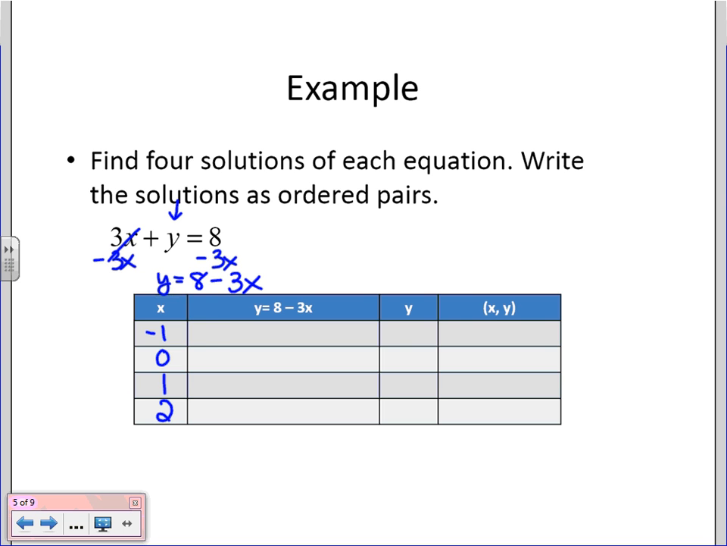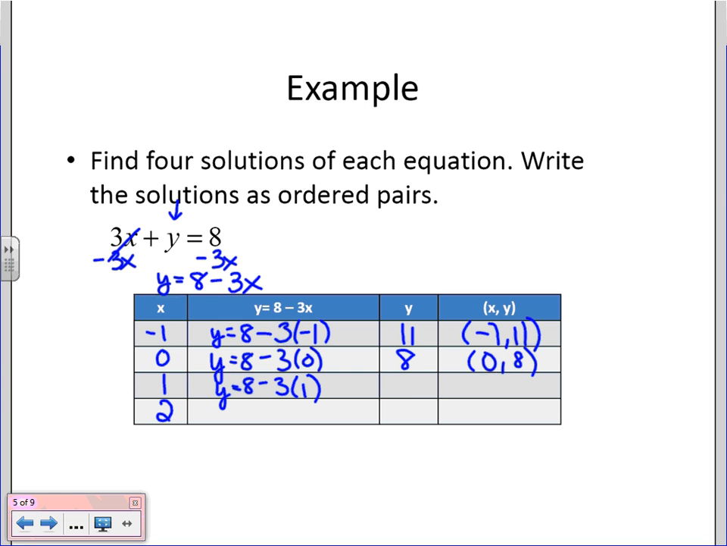And we plug in to our equation, y equals 8 minus 3 times negative 1. And that is 11. And our point is negative 1, 11. Plug in 0, y equals 8 minus 3 times 0. And this is 8, 0, 8. Y equals 8 minus 3 times 1. And that is 5. So we've got 1, 5. Y equals 8 minus 3 times 2. And that is 2. And we've got 2, 2. These right here are our solutions.